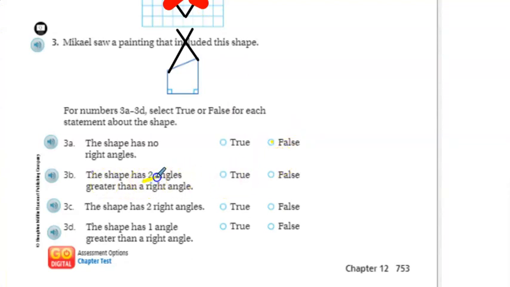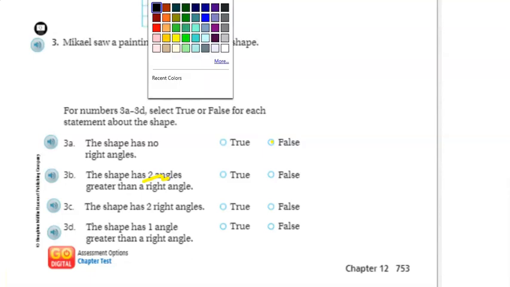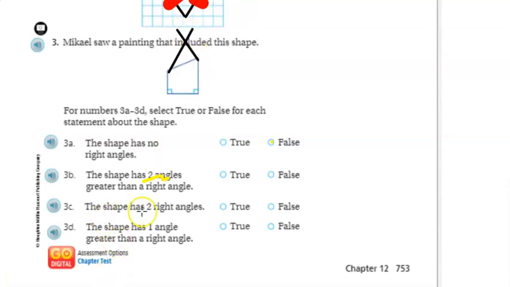The shape has two angles greater than a right angle, two angles that are greater than a right angle. So hopefully you're able to see, and you saw that it was false. Okay. The shape has two right angles, one angle, two angle. That would be true. And then the shape has one angle that is greater than a right angle. You should be able to see this one right here is greater than. Right there. That's an obtuse, so that is true.